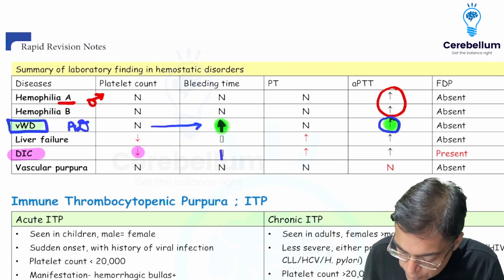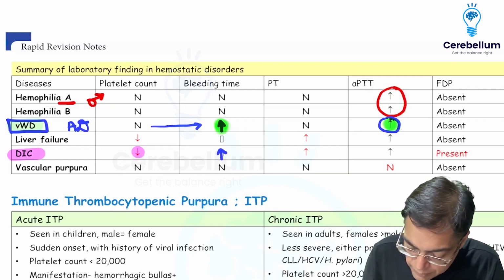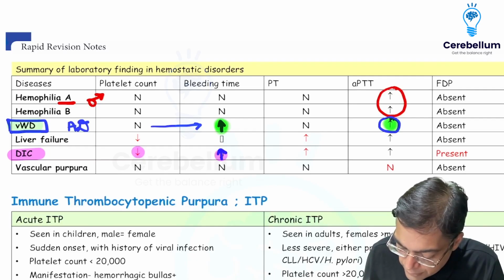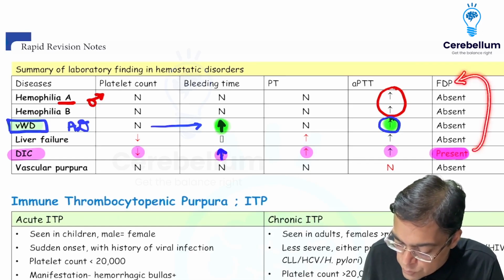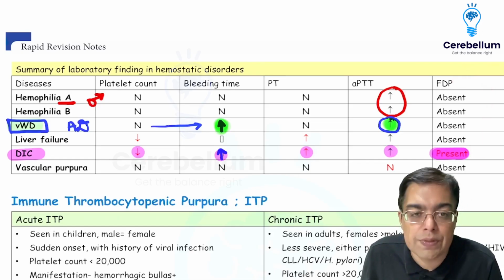So platelet count is going to decrease, bleeding time is going to increase, PT is going to increase, APTT is going to increase, and the characteristic finding in the patient is that these patients are going to be having the presence of fibrin degradation products.